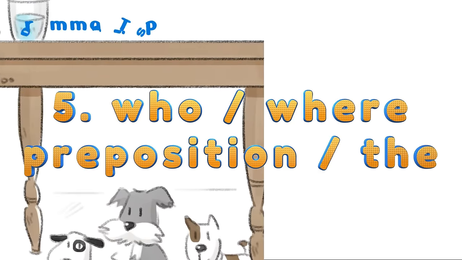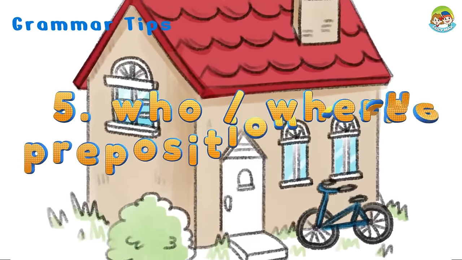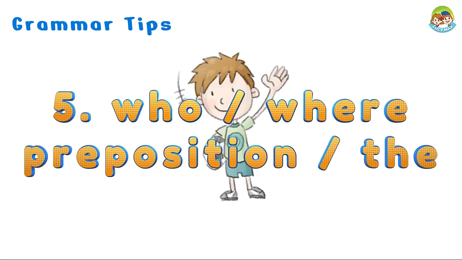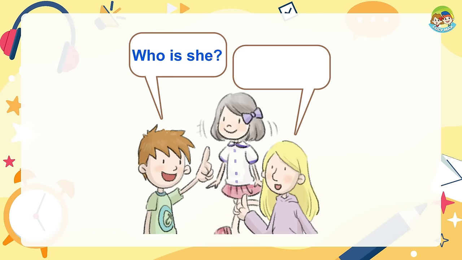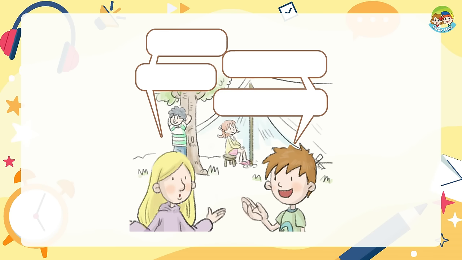Unit 5. Who, where, prepositions of place, the. Who is she? She is Laura. Where is Alice? She is under the tent.